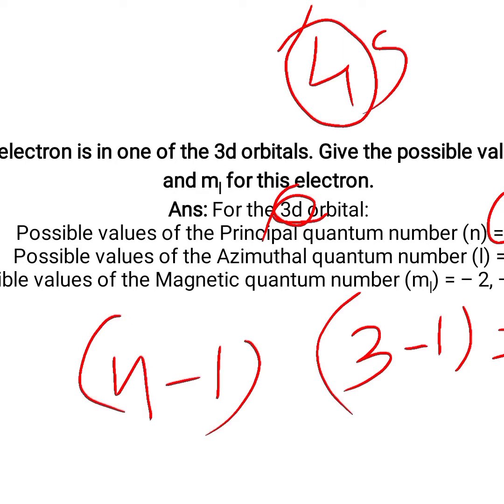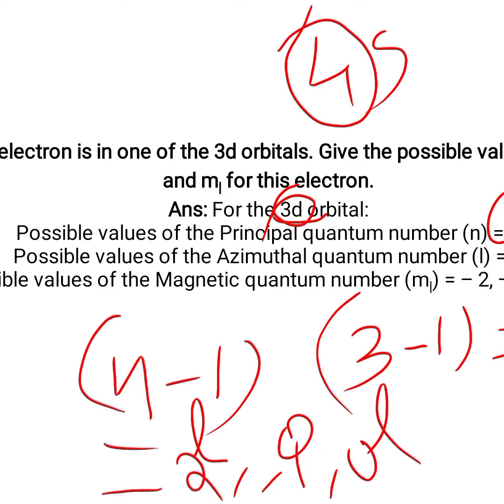And the possible values of the magnetic quantum number are minus l, 0 to plus l. So, if l is equal to 2, then minus l is minus 2, 0 and 2. So, minus 2, minus 1, 0, 1, 2. These are the magnetic quantum numbers. Spin quantum number has only 2 values, plus half and minus half.